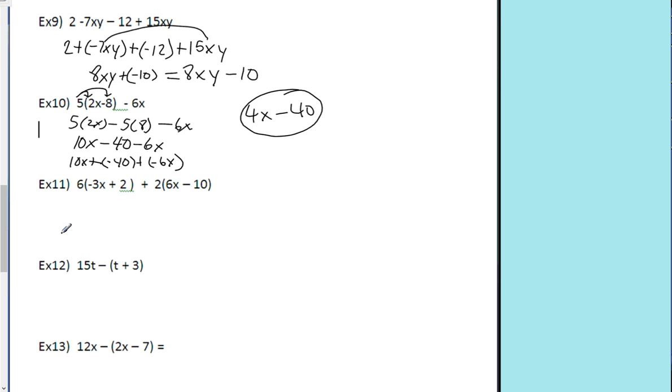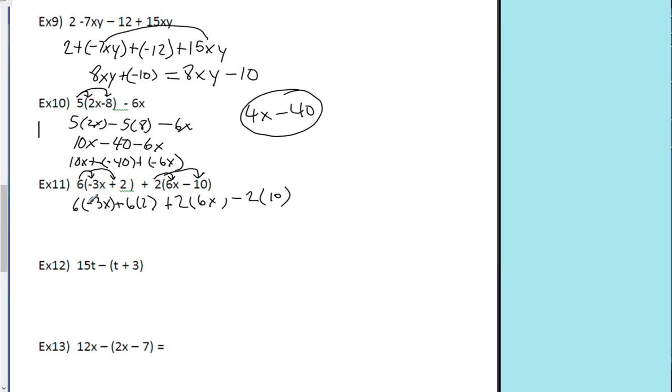Next example. What to do when you have 2 distributive properties. What you're going to do is distribute this one, distribute that one, and then bring them together. So let's do that. 6 times negative 3x plus 6 times 2 plus 2 times 6x minus, because there's a minus there, 2 times 10.